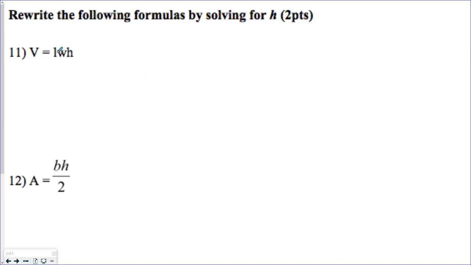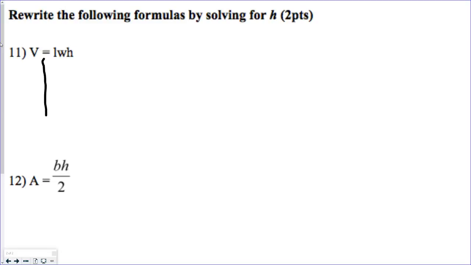So for example, number 11 here, V equals L times W times H. I want to get H by itself. How do I do that? Well, I have to move the L and the W. I have to move these two pieces over to the other side. That will get H by itself. That means that H is solved for, and then it'd be done.